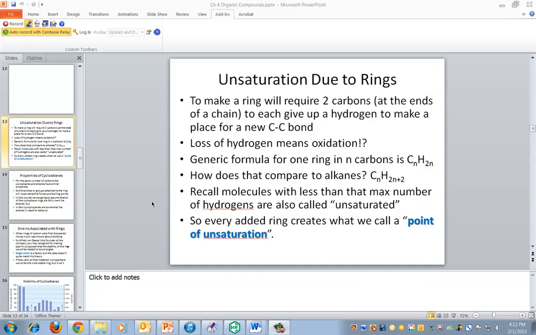And the term that we use for that is unsaturation, or for each two hydrogens that you lose, we call that a point of unsaturation. Now in the book they might call it a degree of unsaturation, but I use points of unsaturation so that it's not confusing when we talk about degrees of carbon, and we have a different term for this.